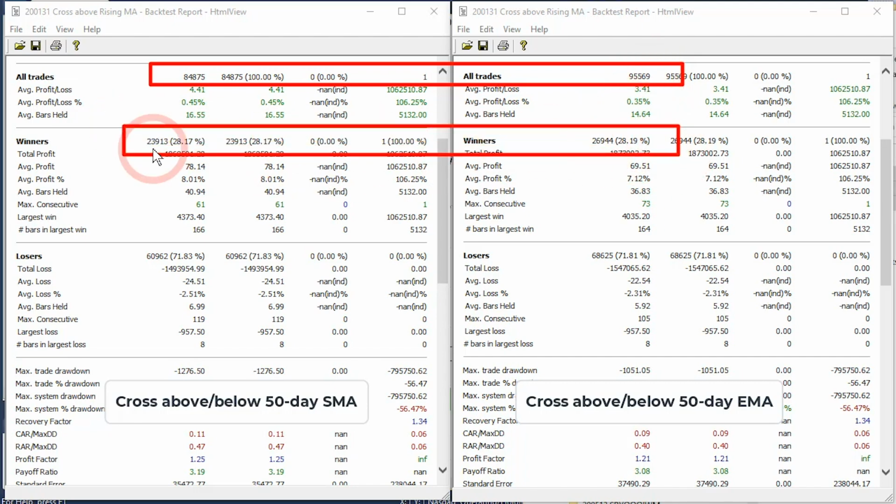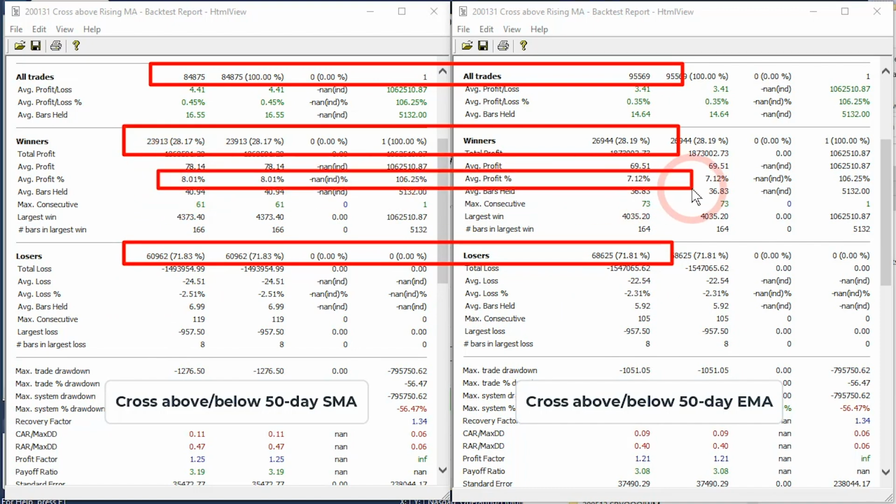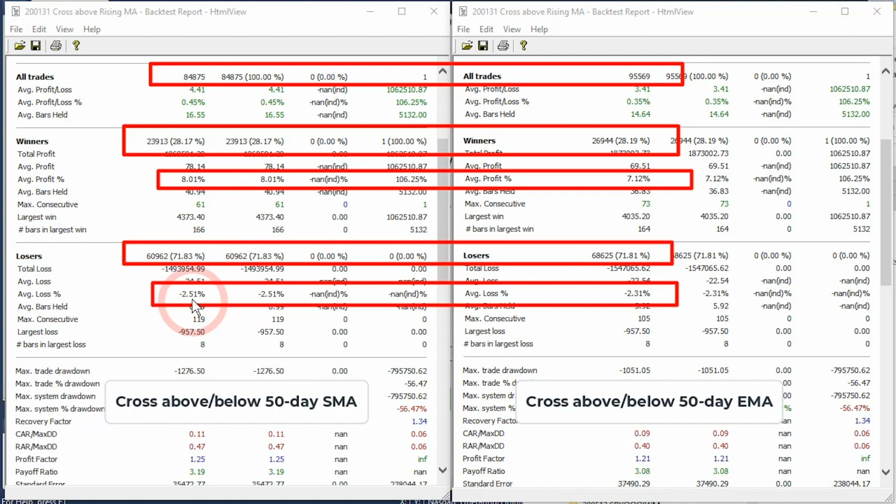Winners, around 28% for both, and losers, 72%. So a lot of whipsaws if you're looking to use this type of a strategy. If we look at the average gain, it's around 8% for the SMA and 7% for the EMA, smaller. And then we look at the average loss, it's around 2.5% for the SMA and 2.3% for the EMA. So not great for either one, but I would say the SMA is a little bit better.